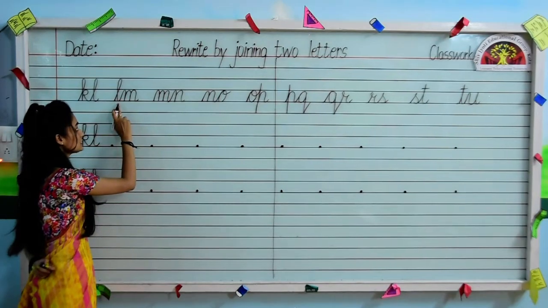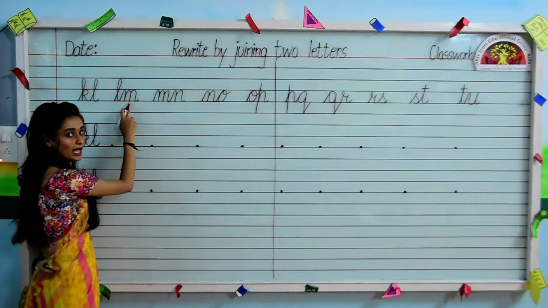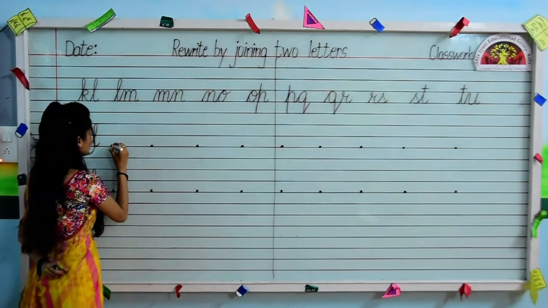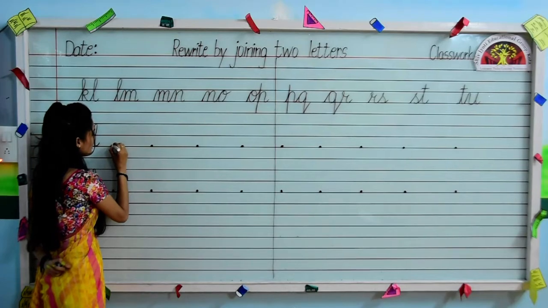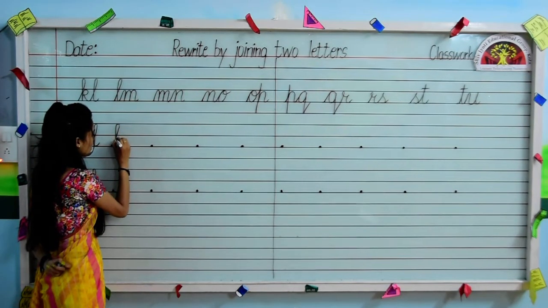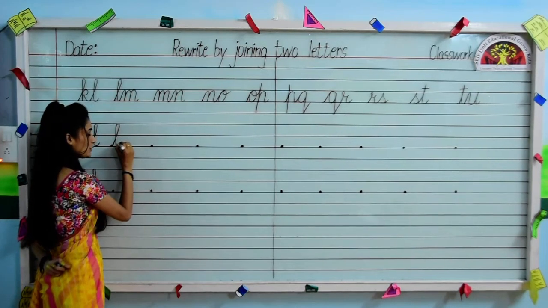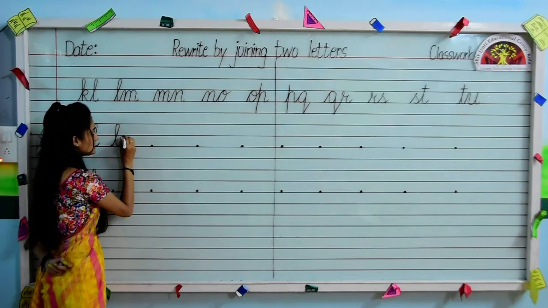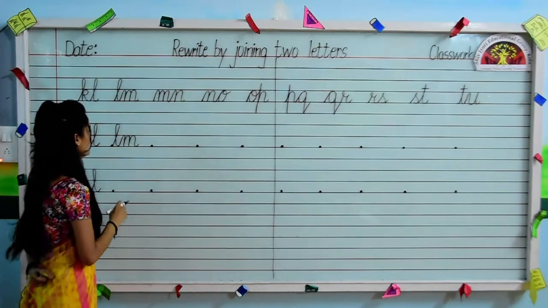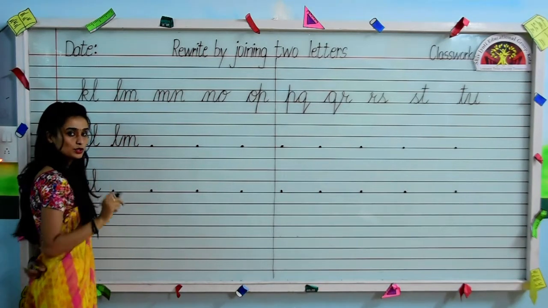Your next letters are L, M. Now we have to see how to write LM together. So from the dot we will make L. Slanting line up, come down, make a loop. Then from the end point of letter L we will make letter M like this. Between the second and the third line and out. This way you have to write your letters L, M together.